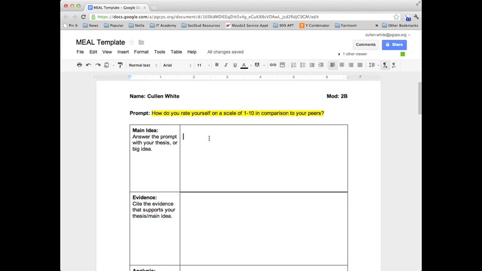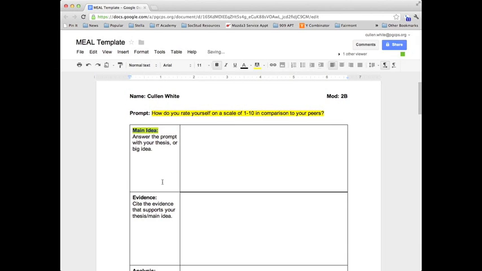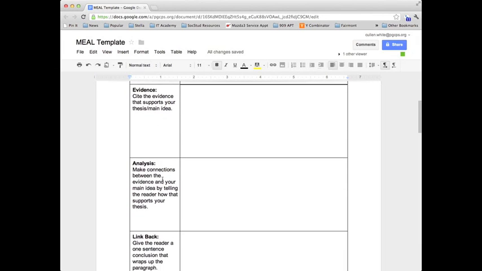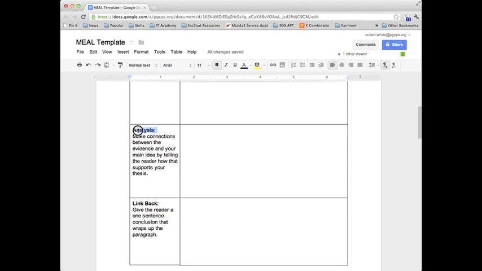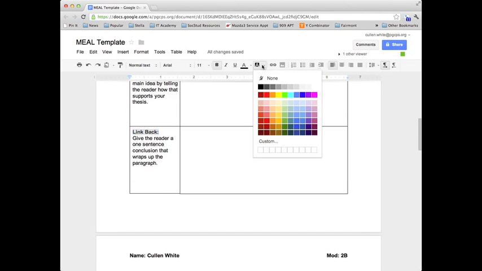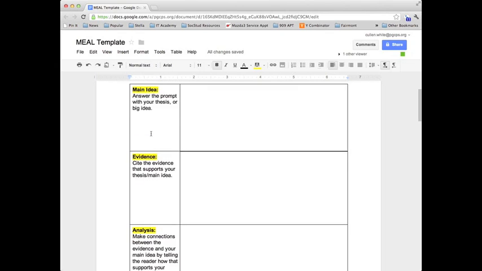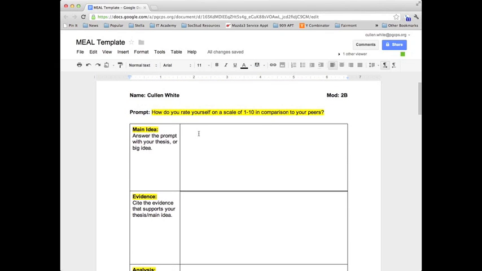It's a simple acronym, M-E-A-L. Let's start off with our main idea. We're going to look at our prompt and think about our thesis. What do we believe about our prompt? Next, we'll move on to our evidence, where we want to find evidence that supports what we believe. Then we move to analysis, where we want to make connections between that evidence in order to show the reader why what we believe is true. And then finally, we want to go to our conclusion or link back, so we can sum up our paragraph in order to really show how our main idea is correct.